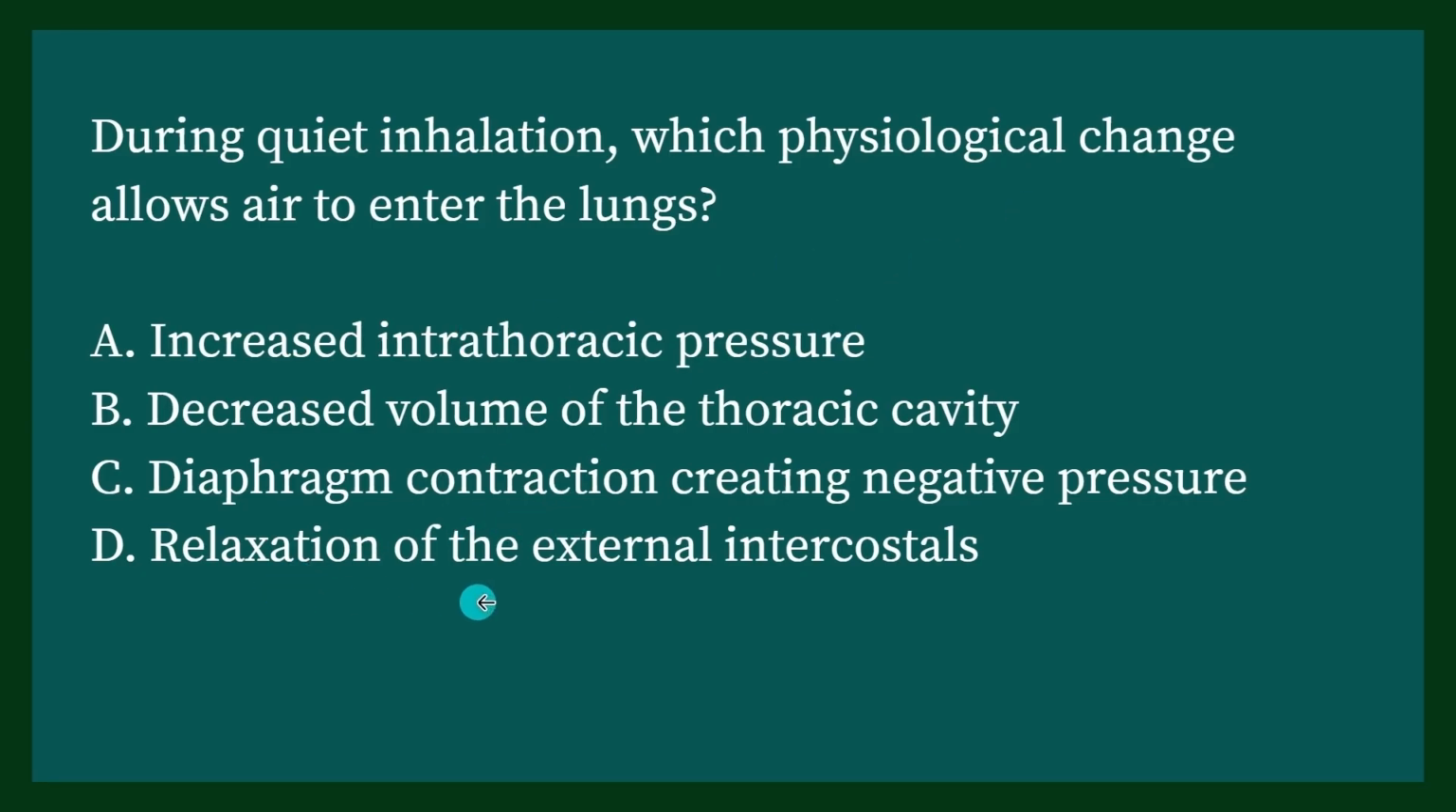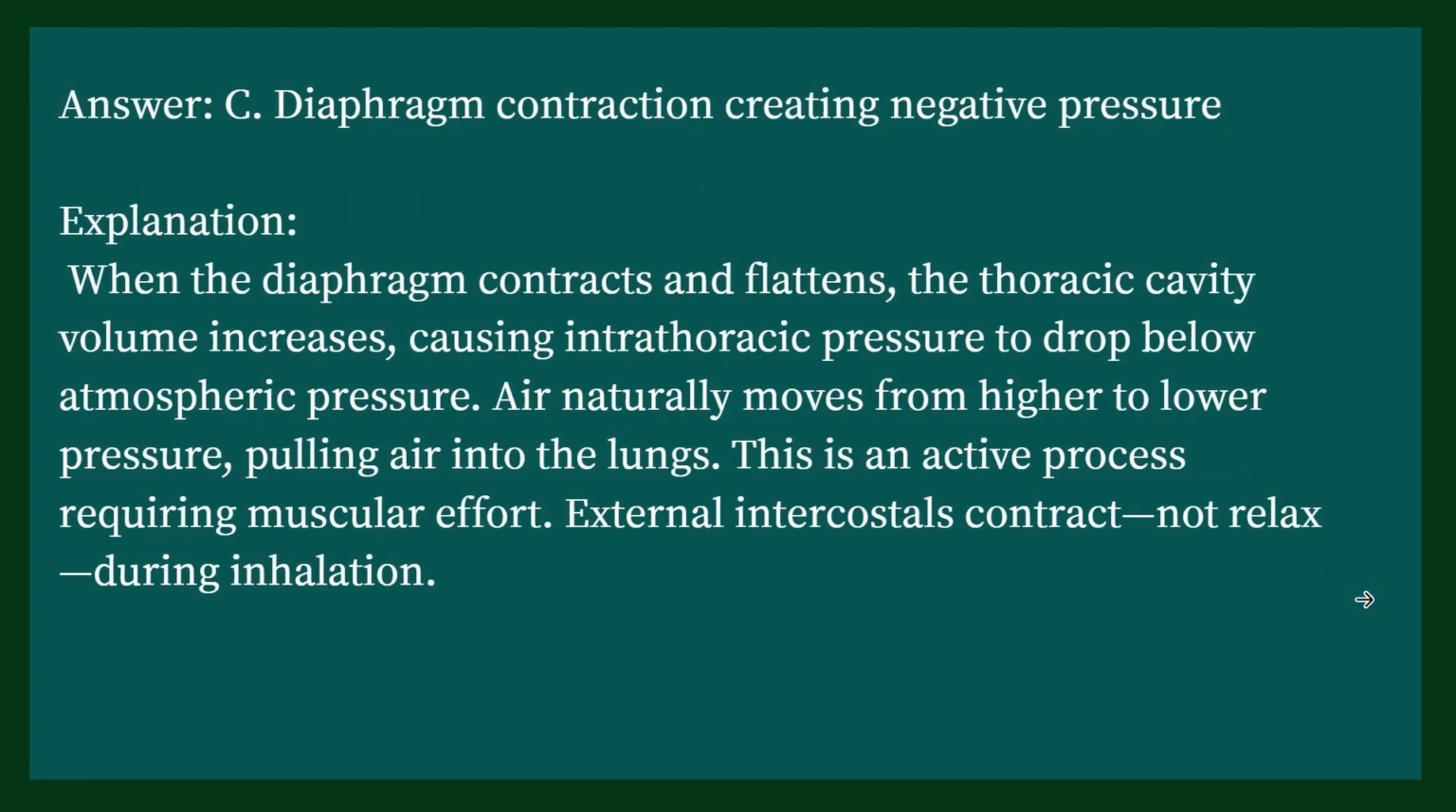And then D, relaxation of the external intercostals. That can't be right because the external intercostals help to open up the thoracic cavity. So C, diaphragm contraction creating negative pressure. Explanation. When the diaphragm contracts and flattens, the thoracic cavity volume increases, causing intrathoracic pressure to drop below atmospheric pressure. Air naturally moves from higher to lower pressure, pulling air into the lungs. This is an active process requiring muscular effort. External intercostals contract, not relax, during inhalation.